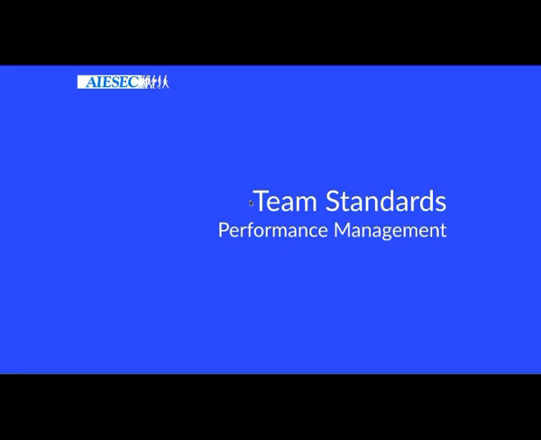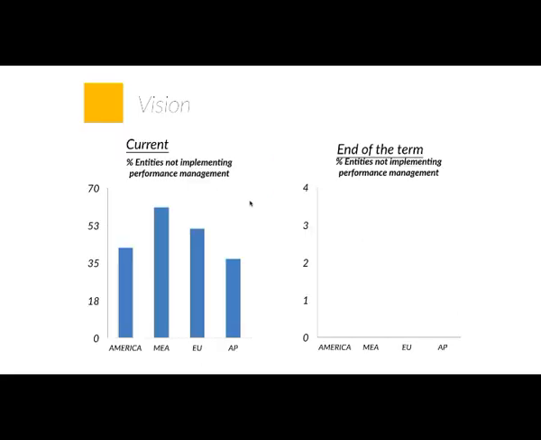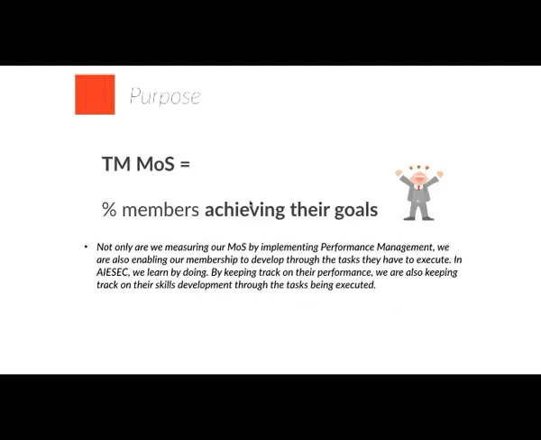Okay, so I'll be talking about PDP, the Personal Development Plan. This slide is reused from when I did this for AI. Currently in AP, people who implement performance management are just below 50%, so it's really bad. It's important for us to implement PDP because TMMOS is the percentage of members achieving their goals. When we implement performance management, we are not just making sure people do their tasks, but they are also learning through doing. So while they go through the outer journey, implementing their tasks, we need to facilitate their inner journey and make sure they have a plan to develop themselves. That's why it's very important to have the PDP.